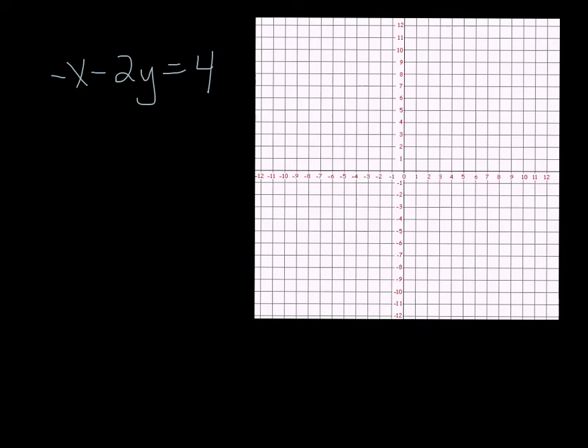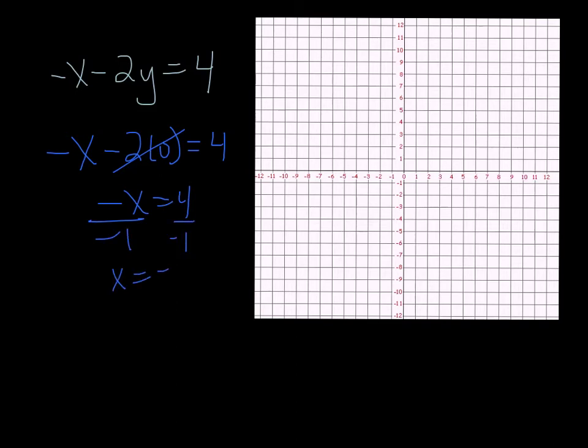Alright, so this one, same thing. Let's start with making our y 0. So I have negative x minus 2 times 0. If you notice, I'm left with my x, so I'm looking for my x-intercept here. So I have negative x equals 4. I'm going to divide by negative 1, and x equals negative 4. So my x-intercept is negative 4.